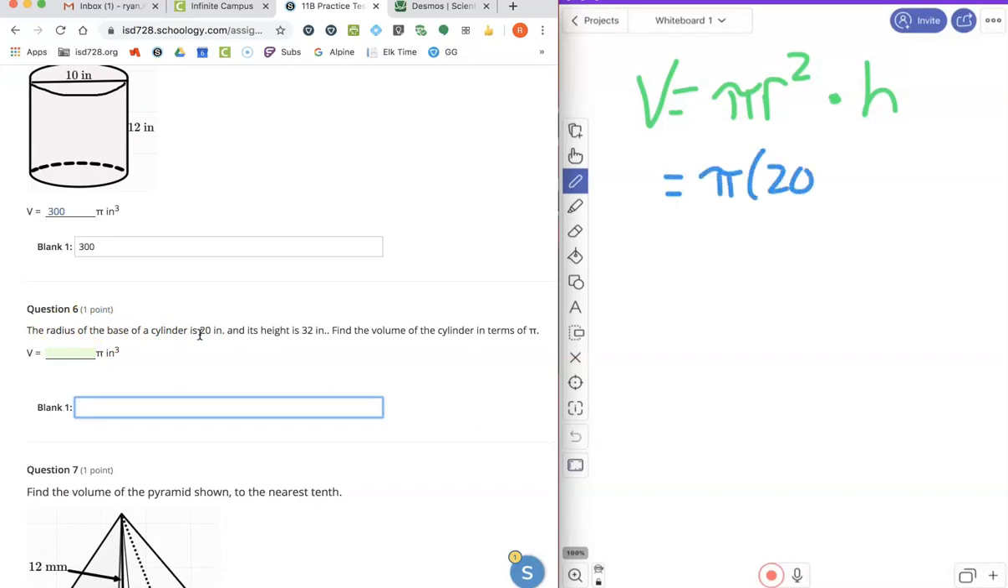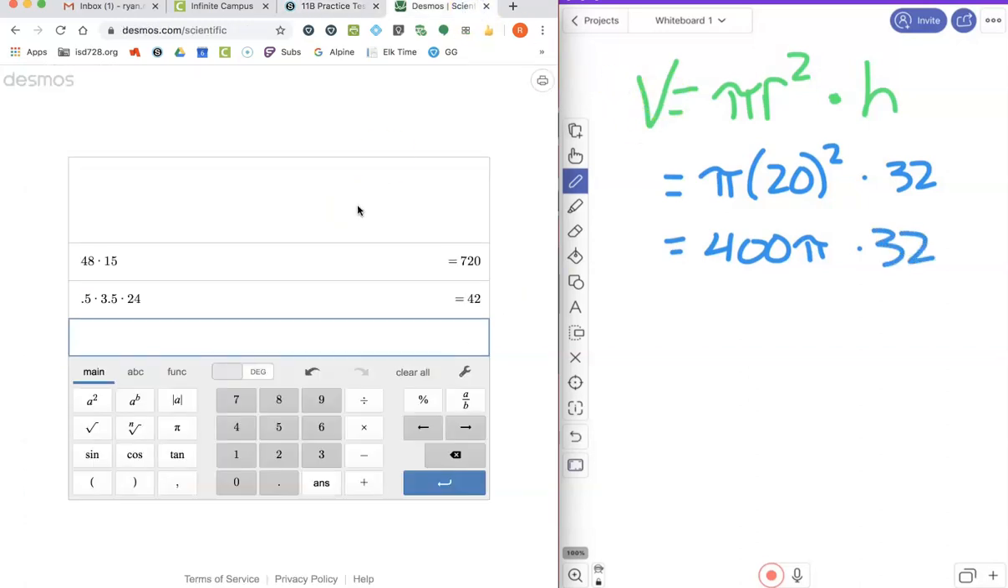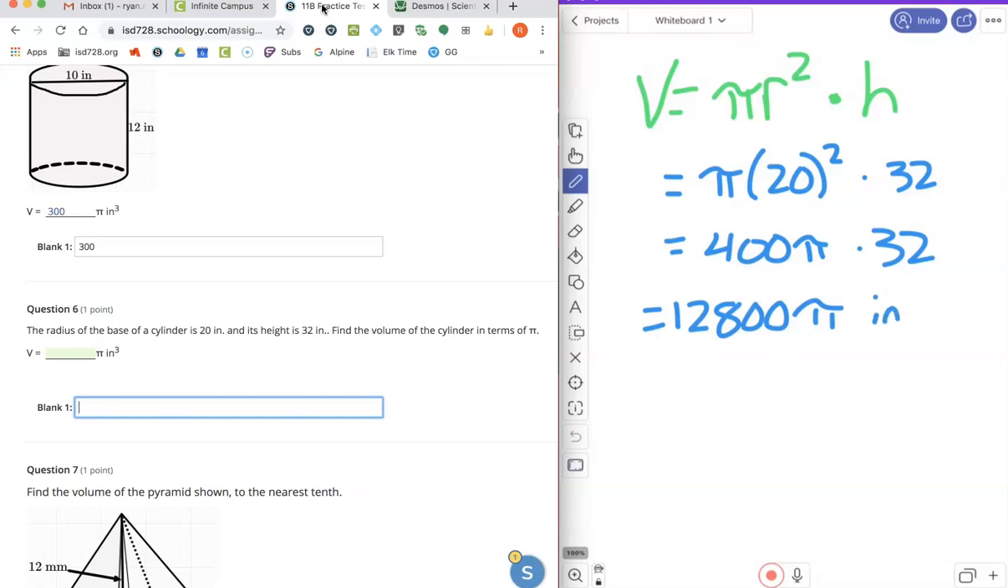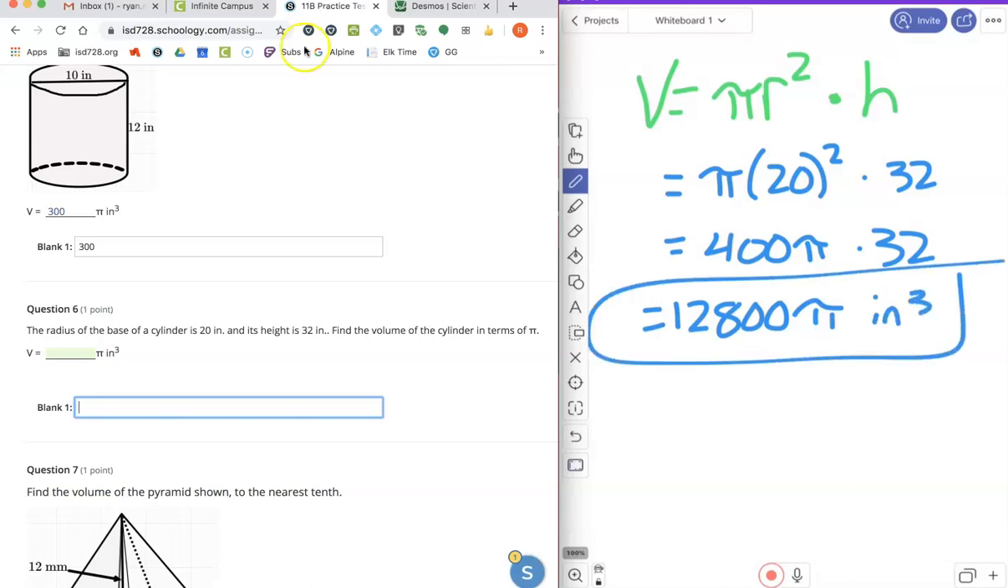Pi times 20 squared. They tell us the height is 32. And they ask for the volume in terms of pi. So we're ready to figure out the answer already. So 20 squared is 400. So we need to do 400 times 32. And then that will be our answer in terms of pi. So 12,800 pi is our answer. Our unit is cubic inches, and we are good to go.